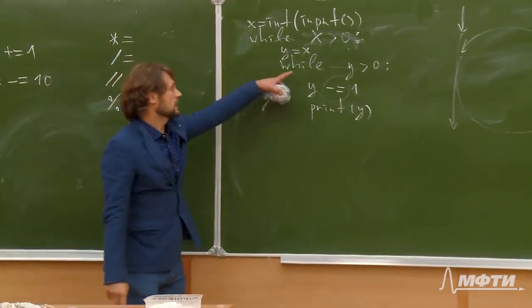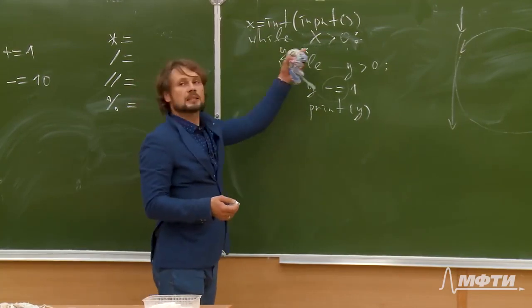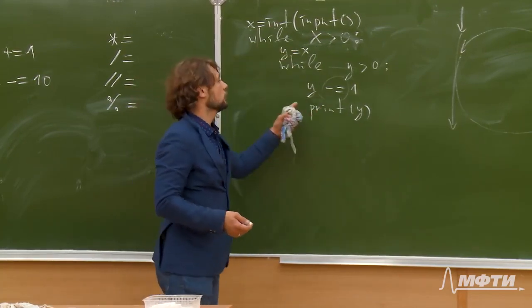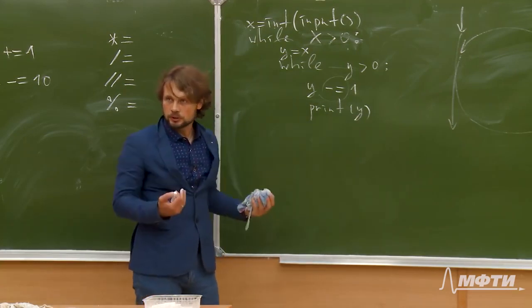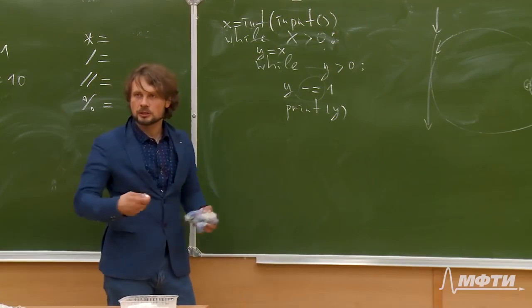When we have printed all the y's, for example, x was equal to 5. A 5 was copied into y, and then we went, we reduced it. We got a 4 and printed it out. Reduced, 3, printed. 2, printed. 1, printed.